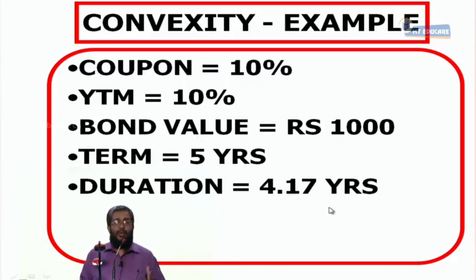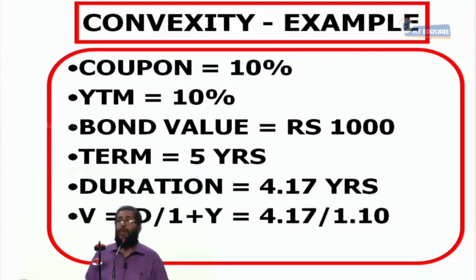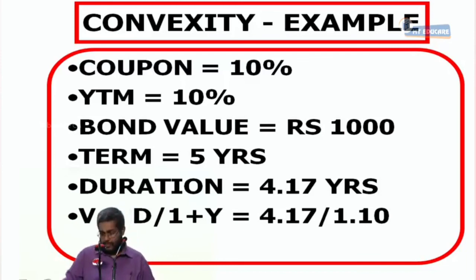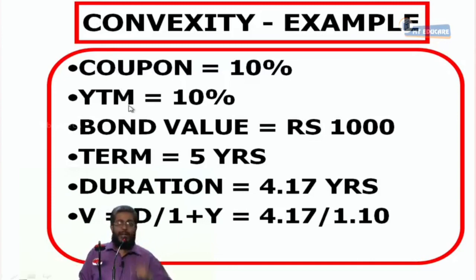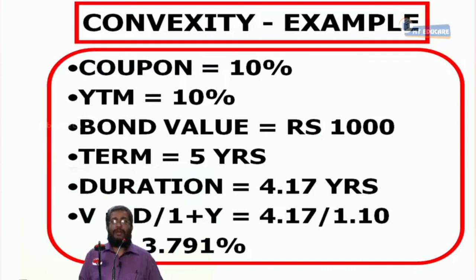How to calculate? Duration is (1 plus y) by y minus (1 plus y plus t into (c minus y)) divided by (c into ((1 plus y) power t minus 1) plus y). Volatility is equal to duration by 1 plus y, which is equal to 4.17 by 1.1, which is 3.791%.